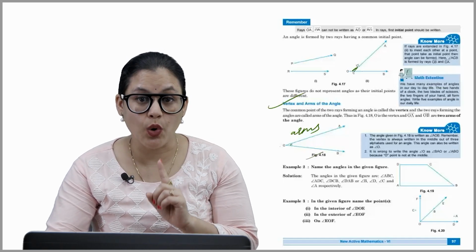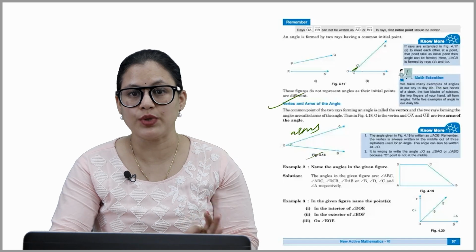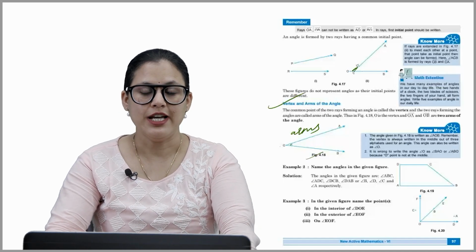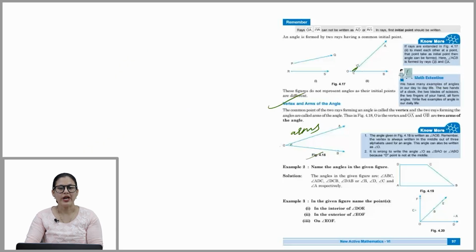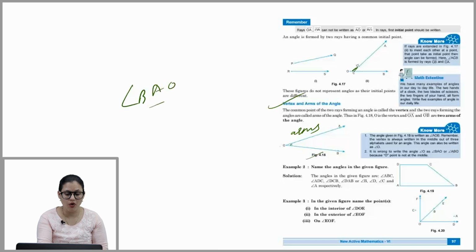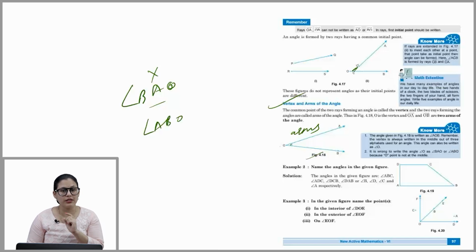Number 1, the given angle in figure 4.18 is written as angle AOB. Remember, the vertex is always written in the middle out of the 3 alphabets used for an angle. This angle can also be written as angle O. Number 2, it is wrong to write the angle O as angle BAO. This is wrong because O is not in the middle. Or if you write angle ABO, this is also wrong because point O is not in the middle, right?